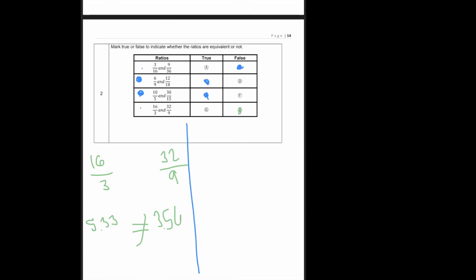But let's check it the other way, just in case we didn't have our calculators. 16 over 3, 32 over 9. The relationship on the top is times 2. The relationship on the bottom is times 3. They're not the same number. There's no relationship. It's false. So that's how you can kind of tell.